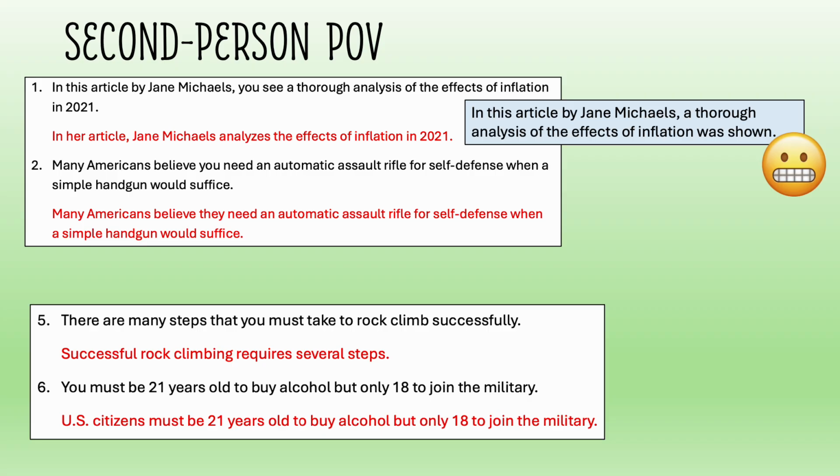And number 6, you must be 21 years old to buy alcohol, but only 18. We need the subject in there somewhere. We can't just remove that construction that contains the second person, but we need to identify exactly who we're talking about. It's not just you, it's U.S. citizens must be 21 years old to buy alcohol, but only 18 to join the military.